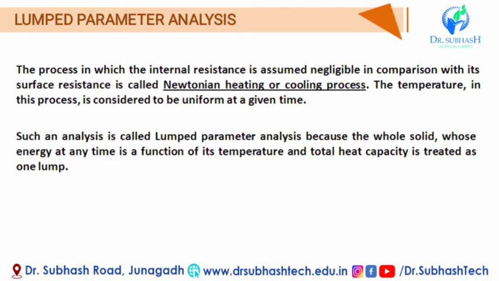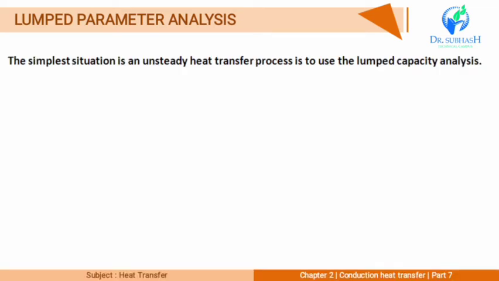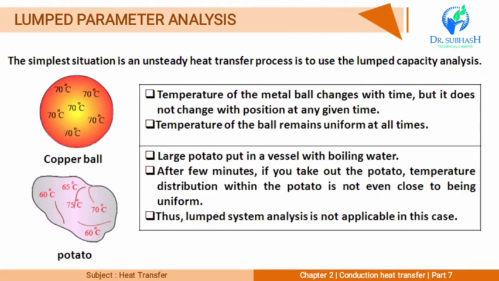Let's learn lump parameter analysis with some examples. The simplest situation in an unsteady heat transfer process is to use the lump capacity analysis. Consider a small hot copper bowl coming out of an oven.